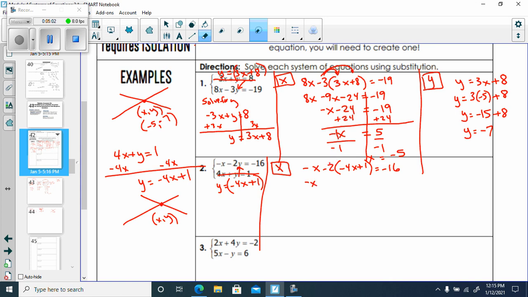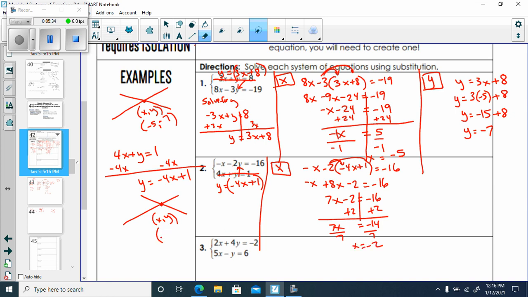Negative x, and this negative 2 times negative 4x is positive 8x. Negative 2 times 1 is negative 2. Negative x plus 8x is 7x. So we're collecting like terms. 7x minus 2 equals negative 16. Let's add 2 to both sides. 7x is equal to negative 14. Divide both sides by 7, and x is negative 2.